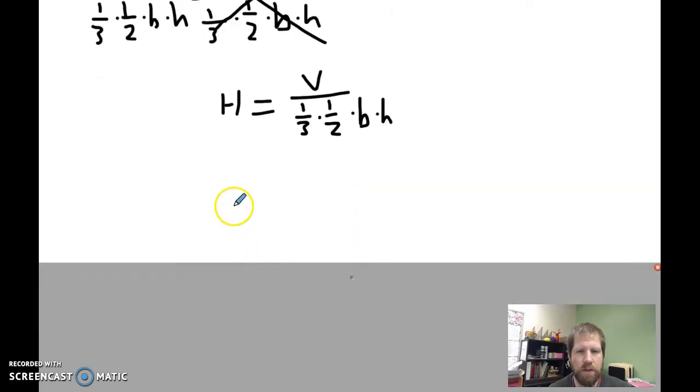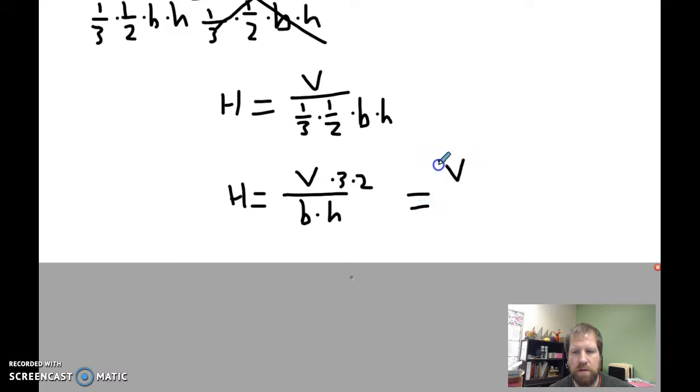All right. So this would end up being h is equal to volume over base times height, and then the volume is going to be times 3 times 2, or volume times 6, 6v over b times h is equal to the height. Okay? So for solving literal equations, you're really just moving things around. All right? You're just moving values around until you get your variable that you're trying to solve for isolated.